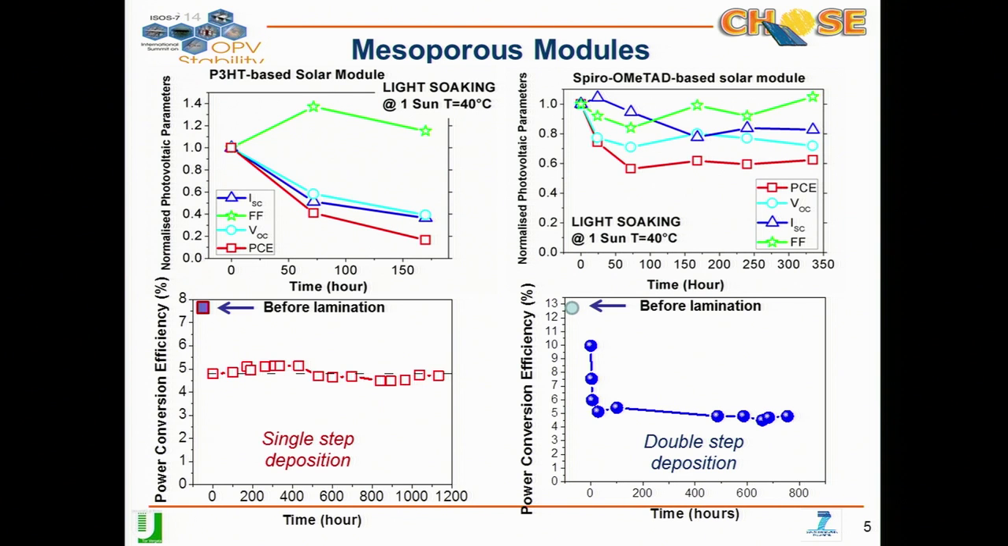While if we move to the double step deposition, we have a decrease after the lamination, and then also after the time during the light soaking. So we still have to understand why, since this double step process optimization is still ongoing. Maybe we have some problems during the deposition of the first film that then somehow gives a problem during the lifetime test.